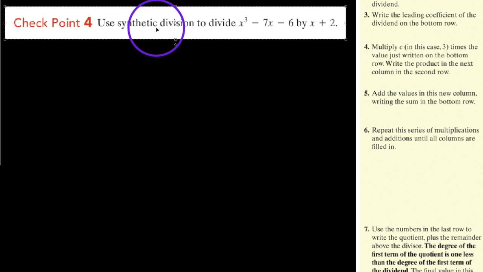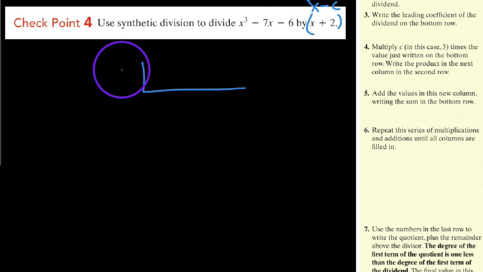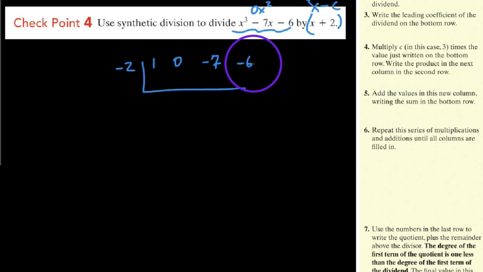Let's start with this checkpoint 4. It says use synthetic division to divide this cubic by this linear factor here. We can see that we can use synthetic division here because we have a factor of the form x minus c, which in this case is x minus a negative 2. So again, we're going to put the negative 2 on the outside here. Then we're going to drop in the coefficients of our dividend on the inside of this. So I have 1 for x cubed. Now an important fact here is that I have no x squared terms, so I actually have to fill in a 0 there for x squared. Negative 7 for x to the first and then negative 6 for the constant.